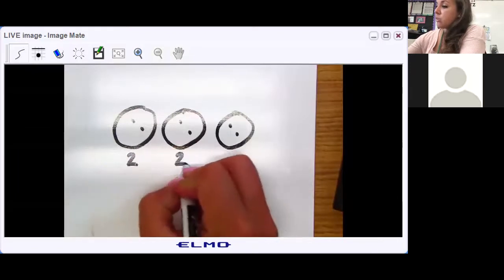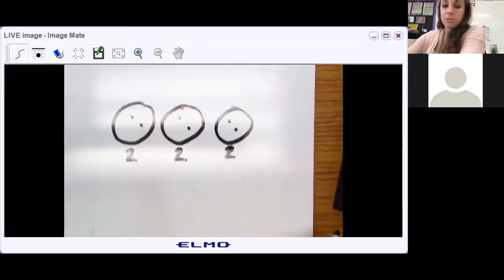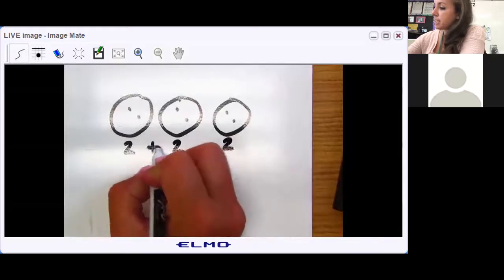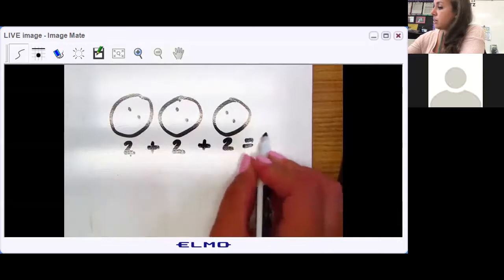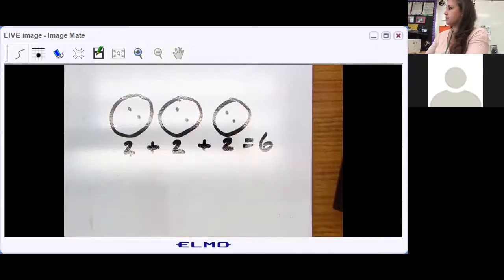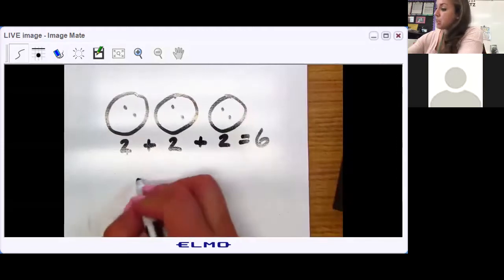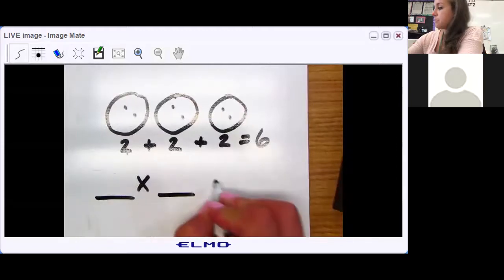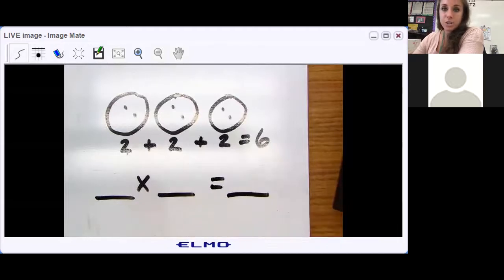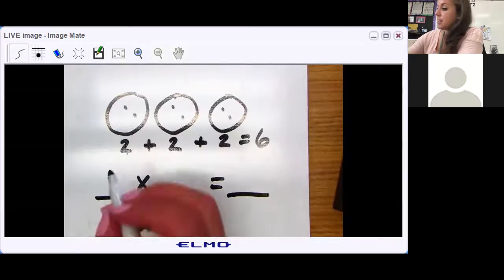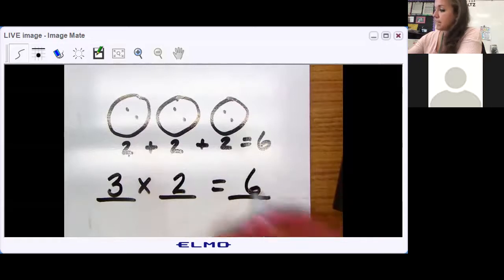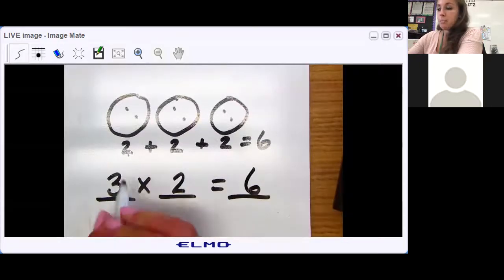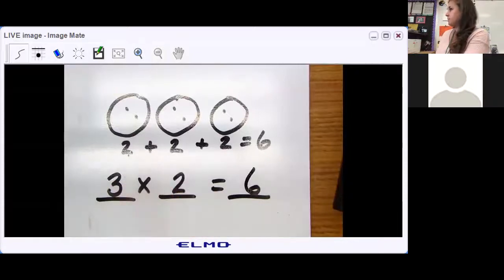So these are all groups of 2. So I write the repeated addition problem with plus signs in between those. This is 2 plus 2 plus 2, which equals 6. Now I want to write this as a multiplication problem. Go ahead, pause the video so you can try it yourself. And then here's the answer. This is 3 times 2 equals 6. 3 is the first number because it's 3 groups. Okay.